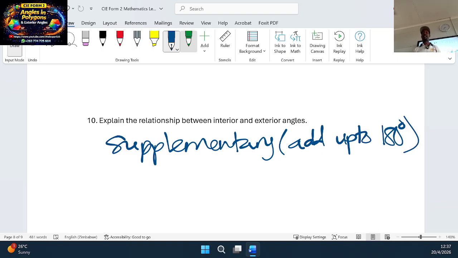I think basically that's it for the introduction to angles and polygons. I hope you find this informative.